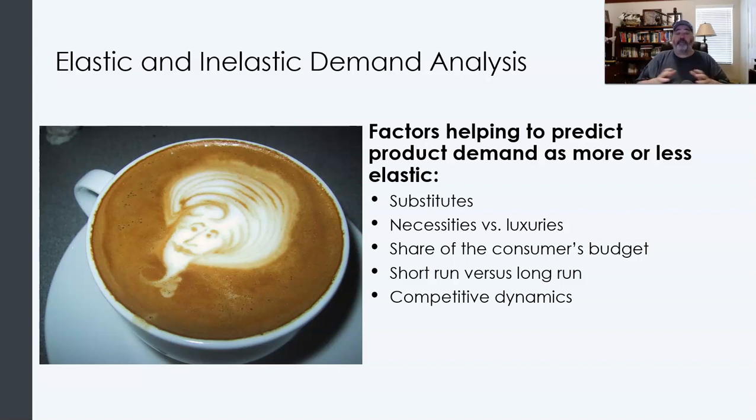So what are some of the factors that predict product demand and whether or not it is elastic or inelastic? Well, if there's lots of substitutes for a good, you can believe it's pretty elastic, right? So, for example, there's no real alternatives to putting gas in your car. I mean, you can buy an electric car.